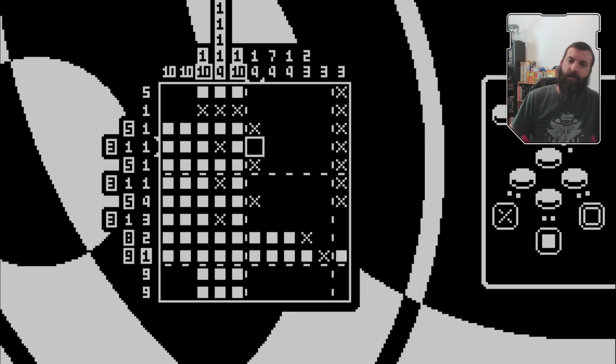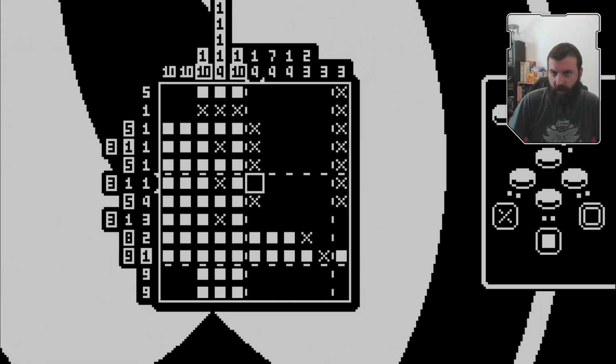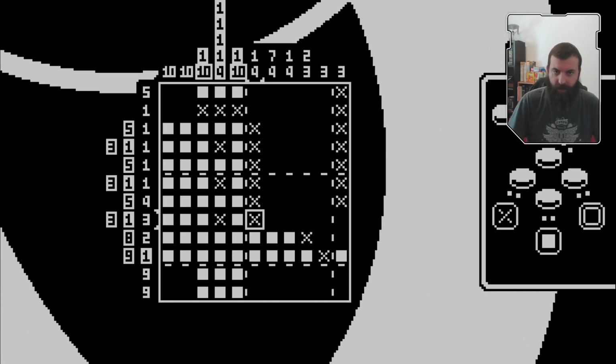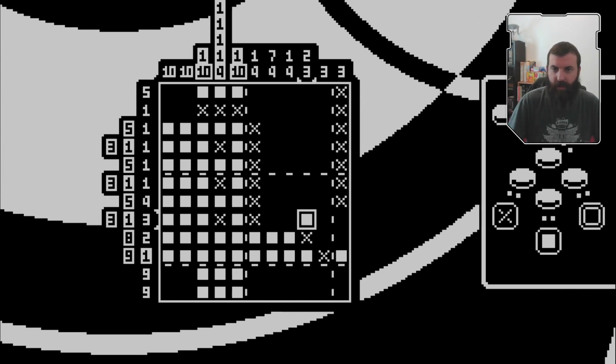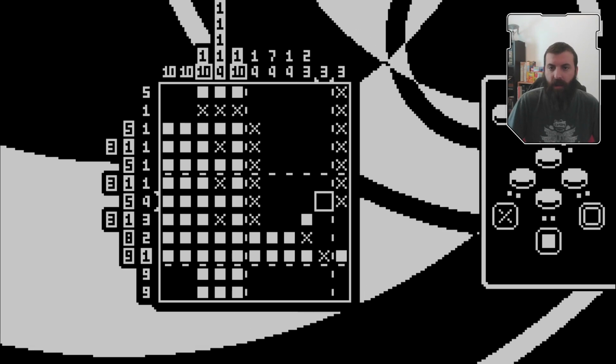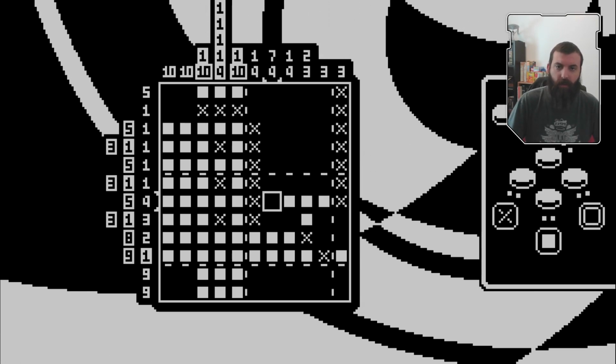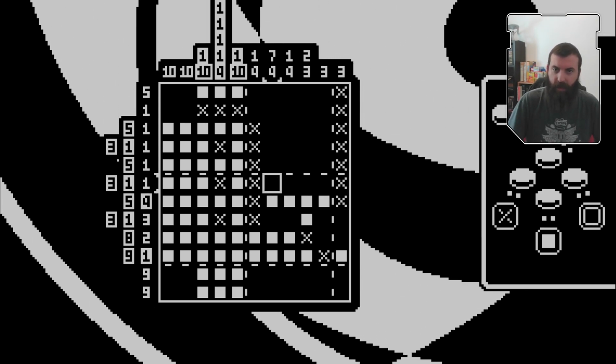This has got a horizontal 1, so that has to not have anything there. Same story there, same story there. We've then got a 3, which means that this has to be filled in. A horizontal 4, only 4 spots left, so that has to be like that.